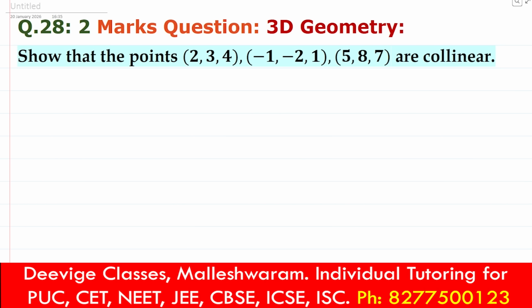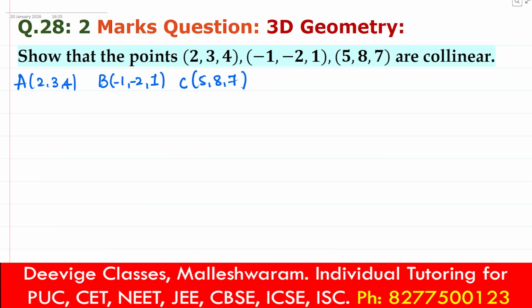So first question: show that the points 2, 3, 4; -1, -2, 1; and 5, 8, 7 are collinear. So first the given points are taken as A be 2, 3, 4, B is -1, -2, 1 and C will be 5, 8, 7. Okay, so now I have to show that these 3 points A, B, C are collinear.